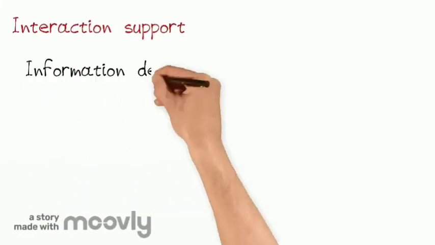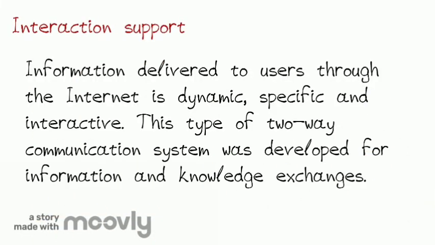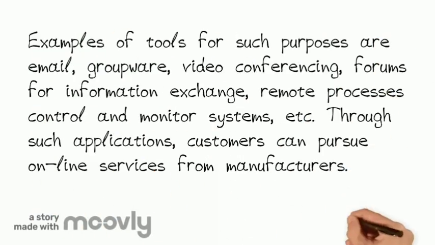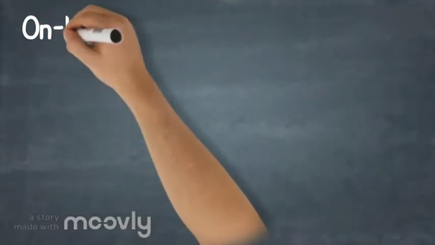Interaction support. Information delivered to users through the internet is dynamic, specific, and interactive. This type of two-way communication system was developed for information and knowledge exchanges. Examples of tools for such purposes are email, groupware, video conferencing, forums for information exchange, remote process control and monitor systems, etc. Through such applications, customers can pursue online services from manufacturers. Online transaction.